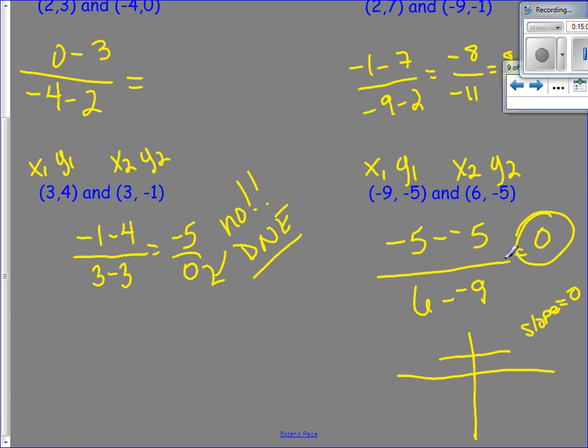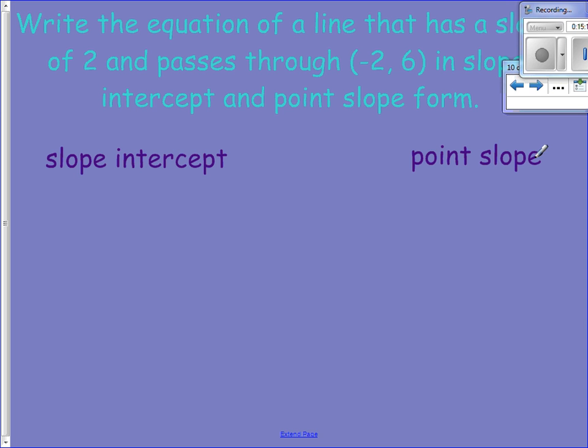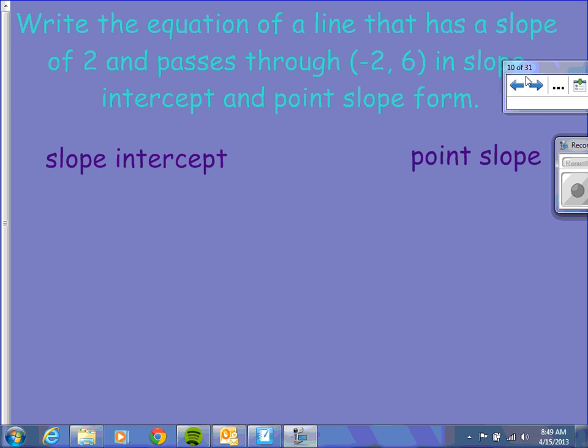You guys kind of get the hang of it a little bit? Okay, next. Write the equation of a line that has a slope of 2 and passes through (-2, 6) in slope intercept form and point slope form.